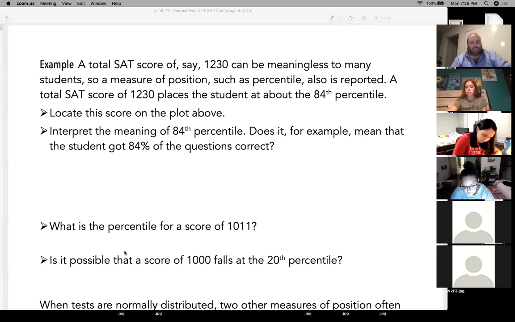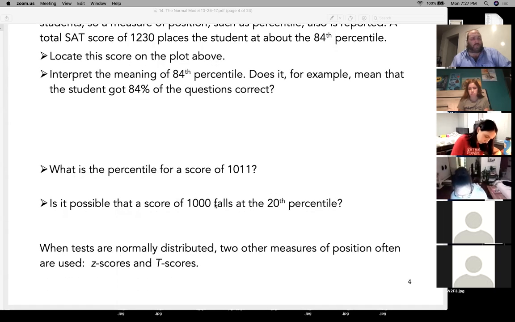Okay. So what is the percentile for a score of 1011? That's an easy one. 50th percentile, not 50th%, 50th percentile. You were right smack dab in the middle. If you're right smack dab in the middle, that means 50% did worse, 50% did better, correct? That's the 50th percentile. Is it possible that a score of 1,000 falls at the 20th percentile?